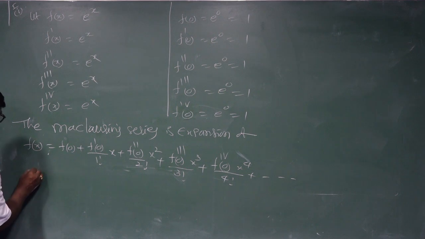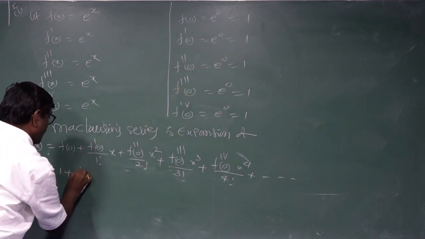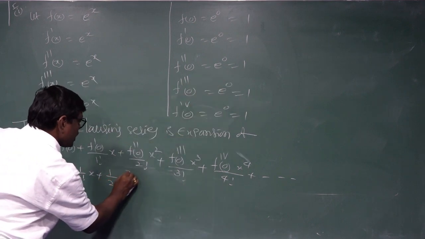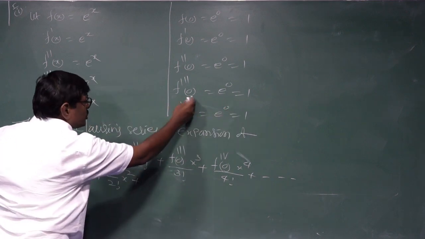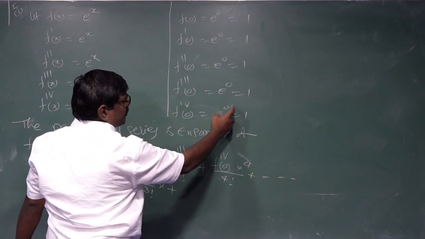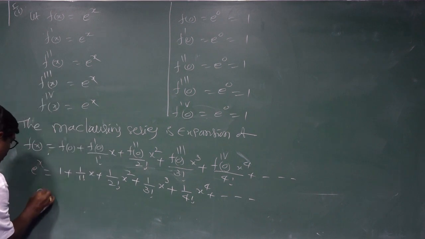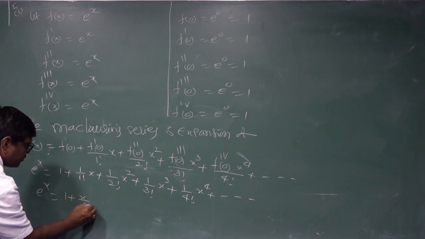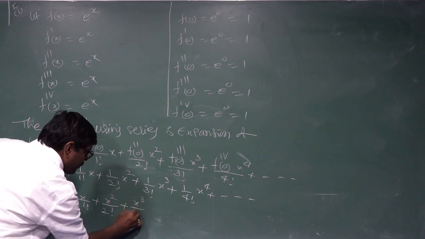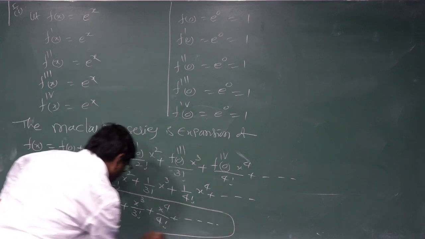For f of x equal to e power of x, f of 0 value is 1, plus f dash 0 value 1 by 1 factorial into x, f double dash is 1, 1 by 2 factorial into x square, f triple dash value 1 by 3 factorial into x cube, plus f fourth derivative is 1, 1 by 4 factorial into x power 4, and so on. So e power of x equals 1 plus x by 1 factorial, plus x square by 2 factorial, x cube by 3 factorial, plus x power 4 by 4 factorial, and so on. This is the expansion of e power of x.